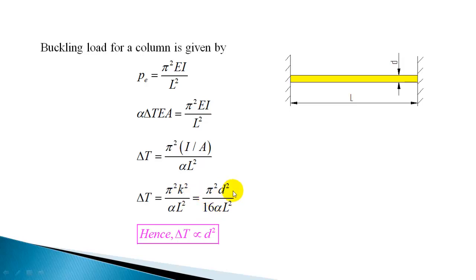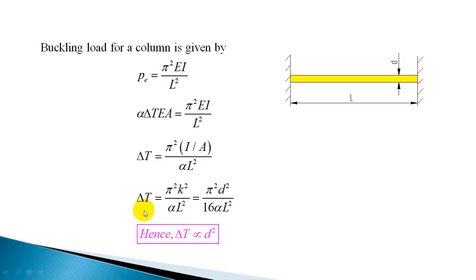So pi square d square by 16 alpha L square is the temperature rise required to buckle the bar. Since alpha is a material property and L is fixed by the length of the bar, it is proportional to the square of the diameter. You can say it's directly proportional to the square of the diameter.